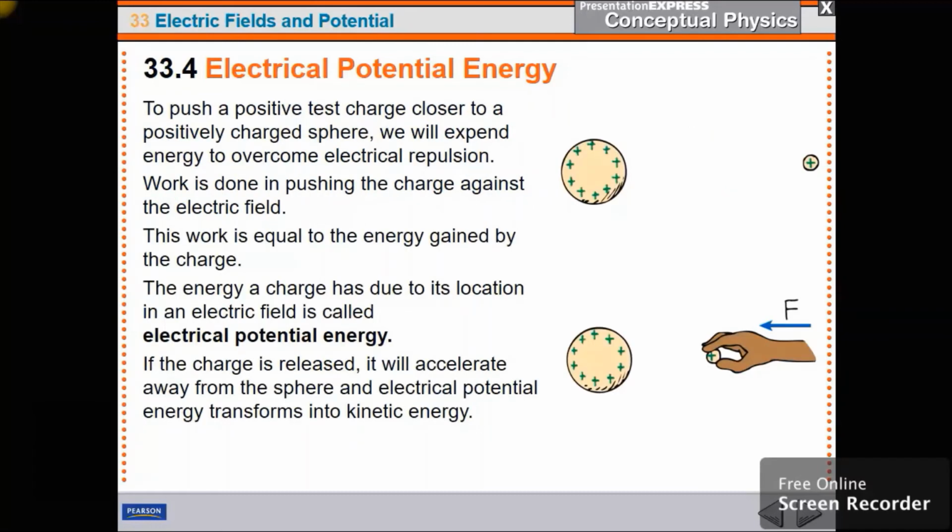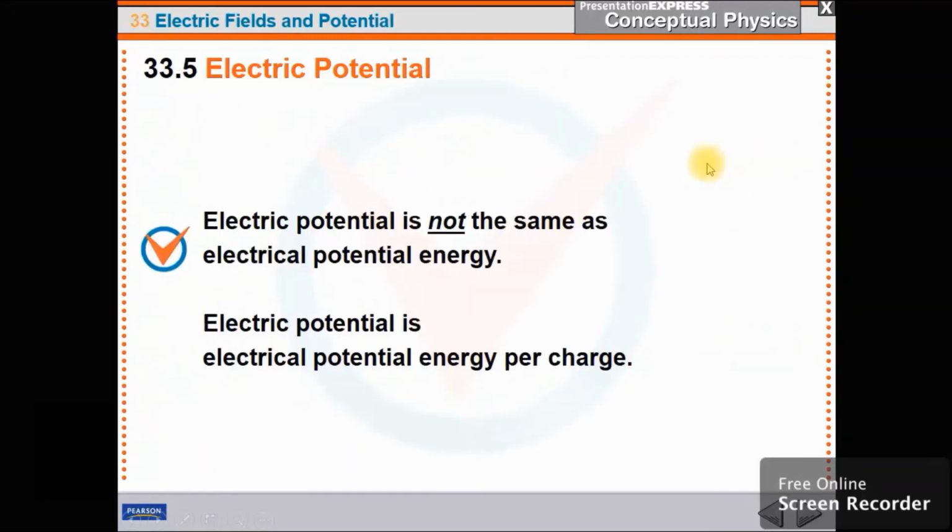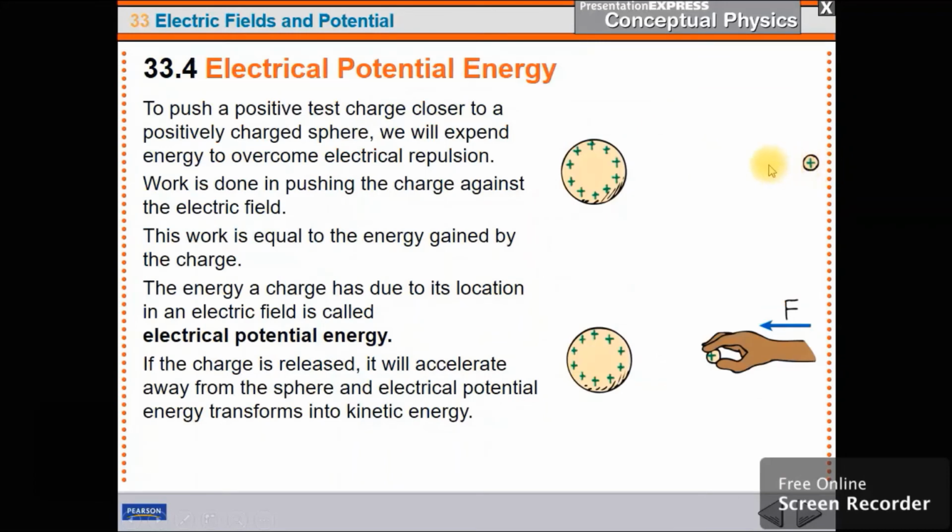So now I've got two positive charges here. I've got a bunch of positive here and a little positive out here. And you can see the hand has got the positive charge, and if it's going to bring it closer, you have to apply a force over a distance, from there to there. And that distance times that force is the work that you have to do.